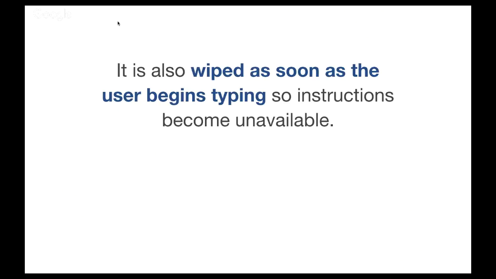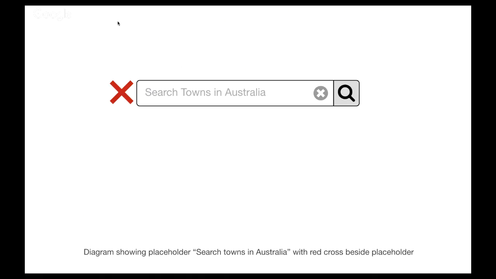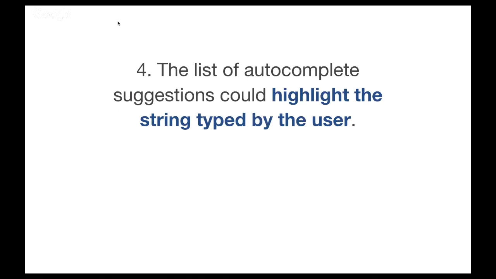And probably like a lot of you, I do user testing, and it's fascinating to watch users sometimes have to go back and clear the field in order to see the instructions again. So here's a diagram showing the label, and the instructions are done as a placeholder, and there's a big red cross there to say don't do this.